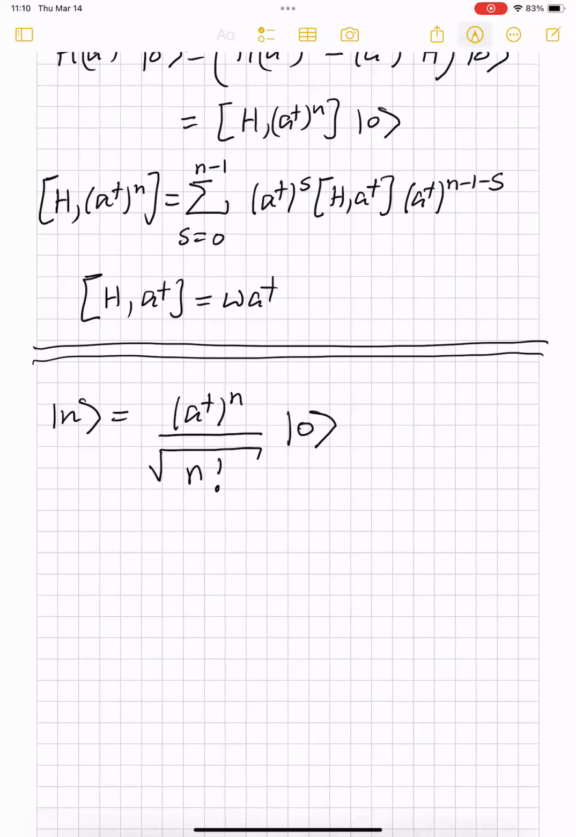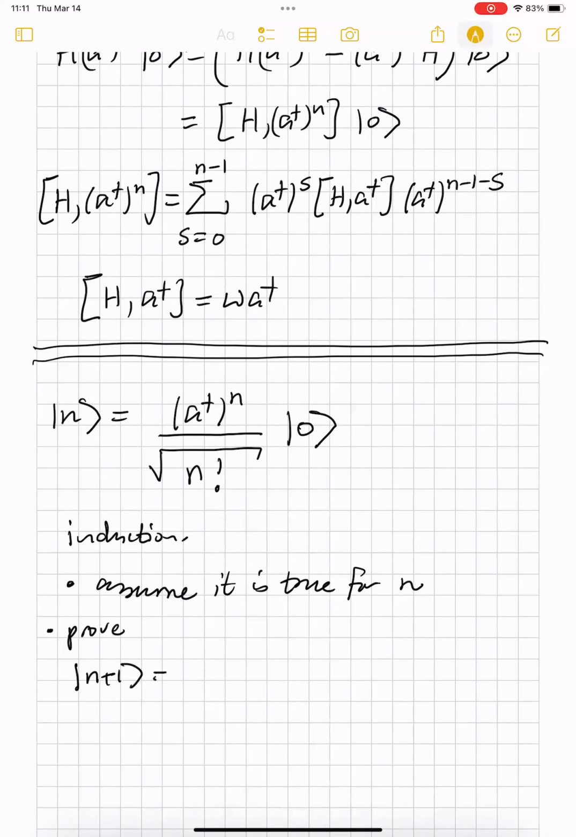And it's all about proving that this normalization factor is 1 over the square root of n factorial. And I want you to prove it by induction. So what would you do? You would assume it is true for n. So assume the above formula, and then prove that the state n plus 1 is equal to a dagger to the n plus 1 over the square root of n plus 1 factorial naught.